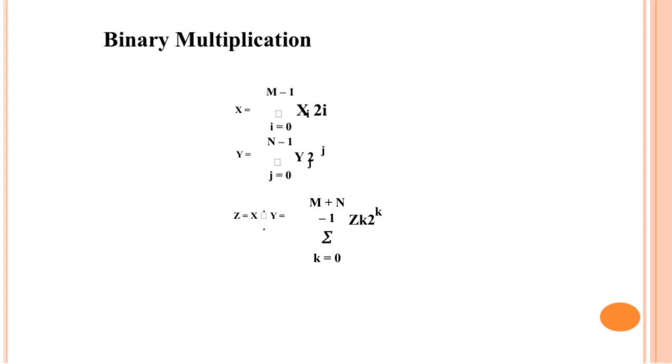When we multiply x and y, the product z is the sum over k from 0 to m plus n minus 1 of the binary value z sub k multiplied by 2 to the k. This structure highlights the way each bit of x interacts with each bit of y, and the indices i and j combine to form the index k in the product. Understanding this summation and indexing helps in designing efficient hardware multipliers and understanding how binary multiplication works at a fundamental level.